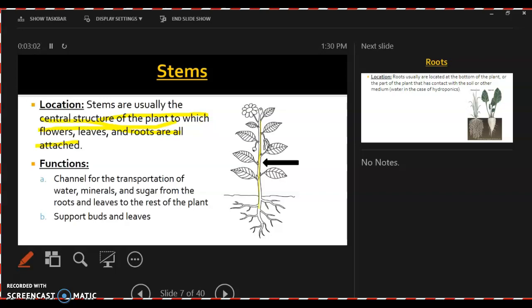So what is the purpose of the stem? It is a channel for transportation of water, minerals, and sugar. What's going to happen is these roots are going to take up minerals and water, and it's going to have to take that to the leaves and to the flowers. In order to do that, it's going to be through the stem. And then of course the second one is to support the buds and the leaves. So if we don't have stems, we have nowhere for our leaves to go.